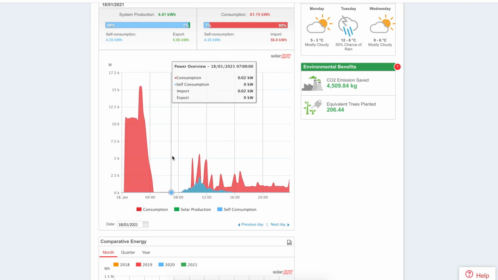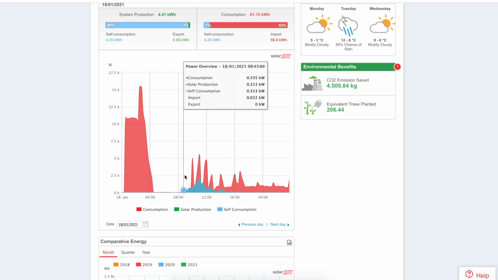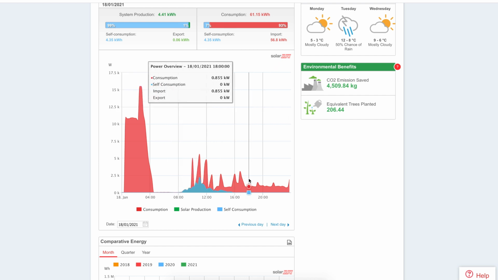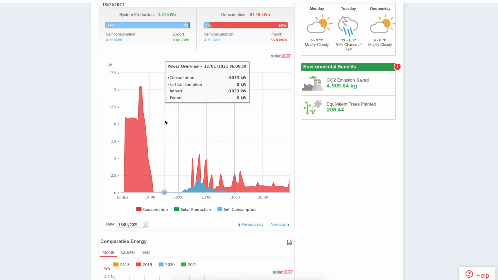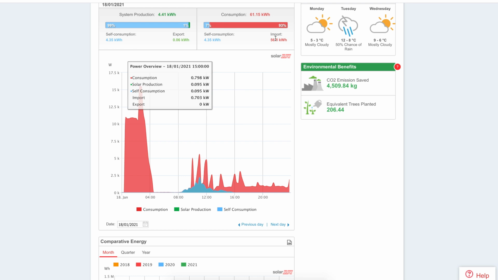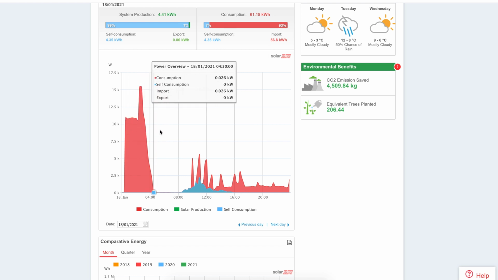4.41 kilowatt hours on the 18th, not good. So early hours of the day we start pulling from the grid all the way through the rest of the day, and actually quite a high usage day there, 61.15 kilowatt hours pulled in terms of consumption, so 56.8 kilowatt hours. So must have been car and hot water and all sorts of stuff going on here. It's been really cold.